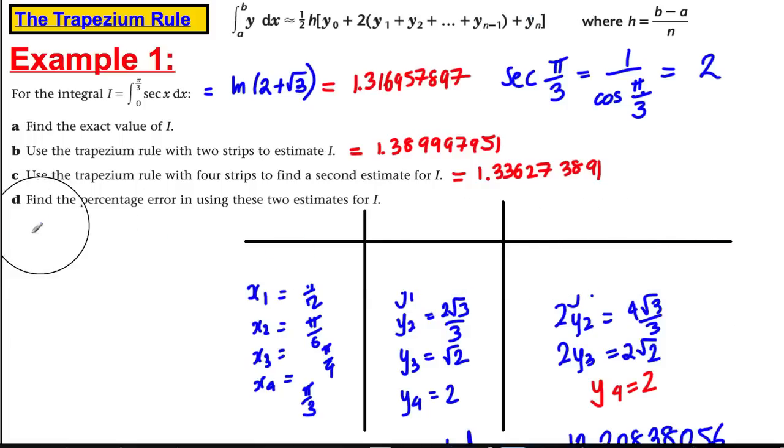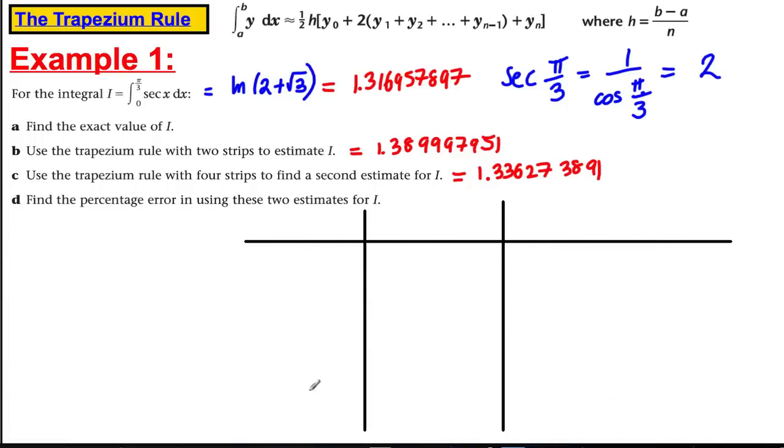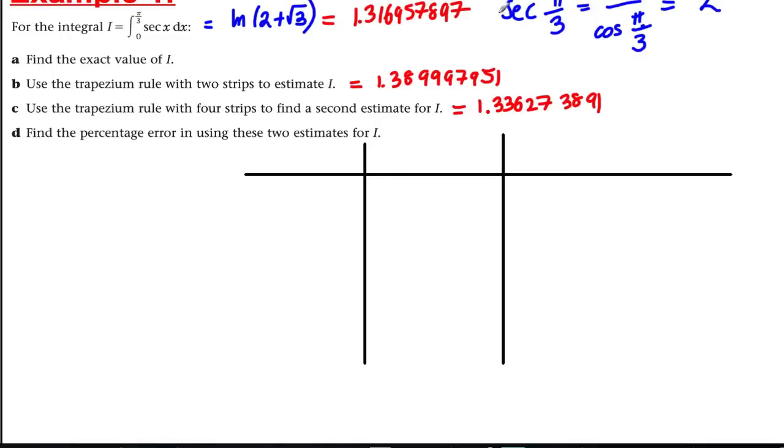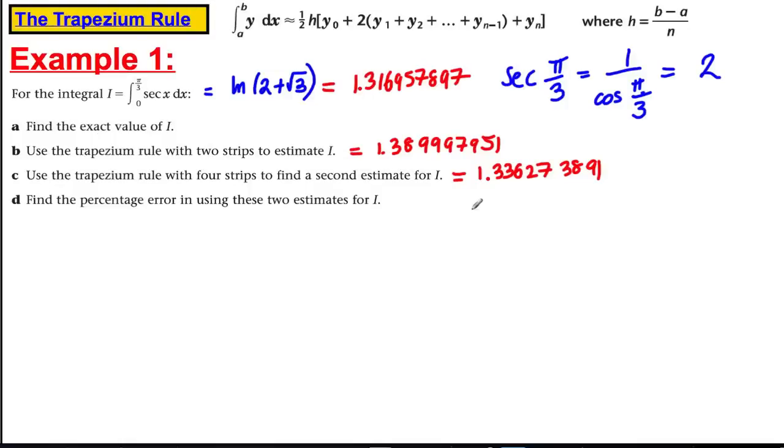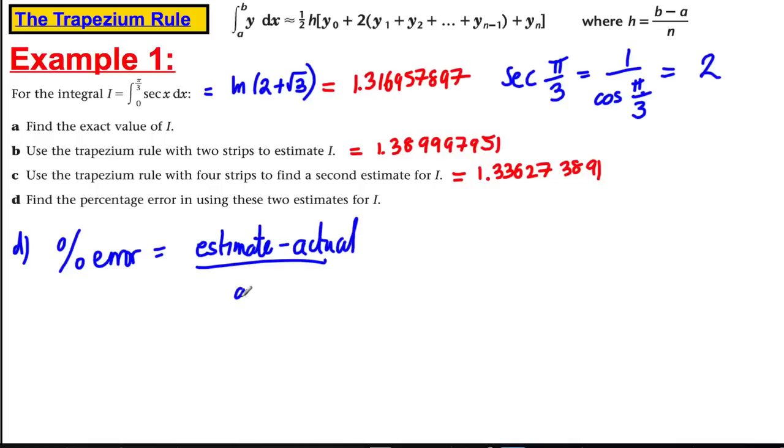Okay, last part, let's do part D and be done with it. So the percentage error using the 2 estimates. So for part D, we should remember percentage error. Percentage error is estimate minus actual over actual times 100.